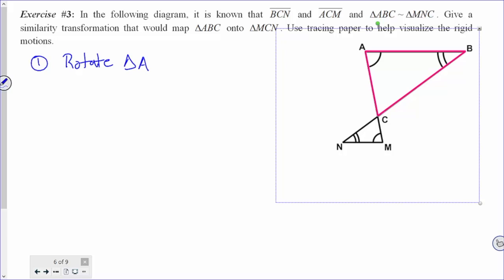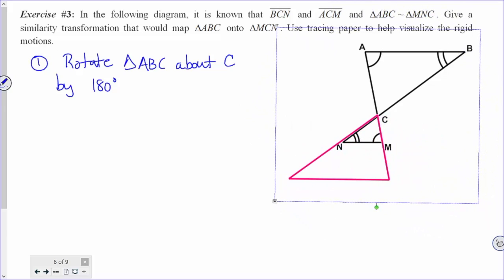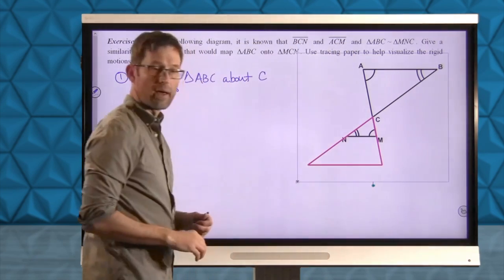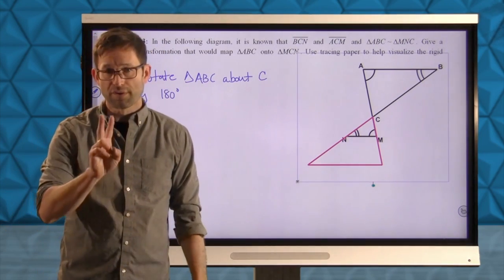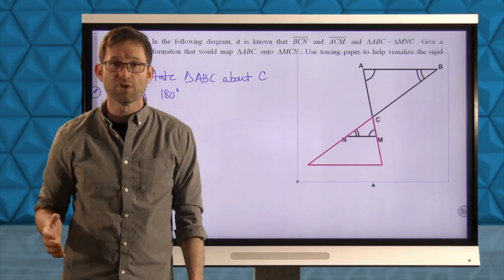triangle ABC about C by 180 degrees. I can just do this. And if I had everything perfect on this picture, it would just kind of line up like that. And notice we already are kind of in that situation that took us two steps in the last problem to get to. This one's actually a little bit easier, right?